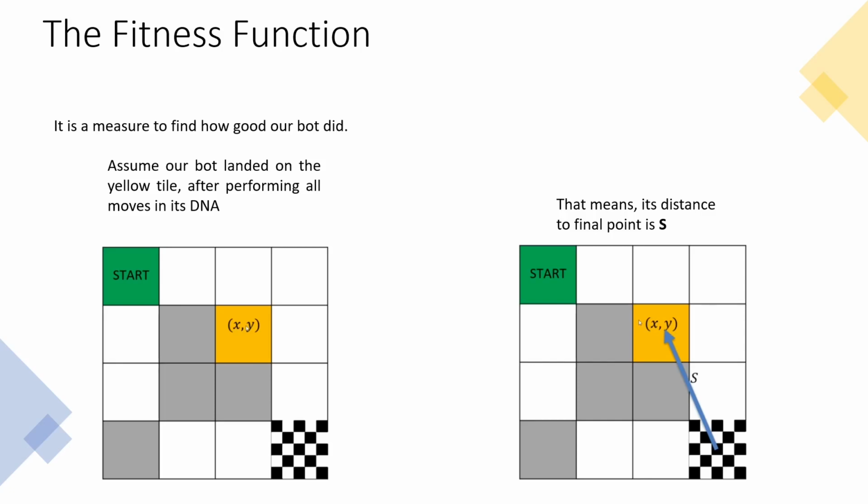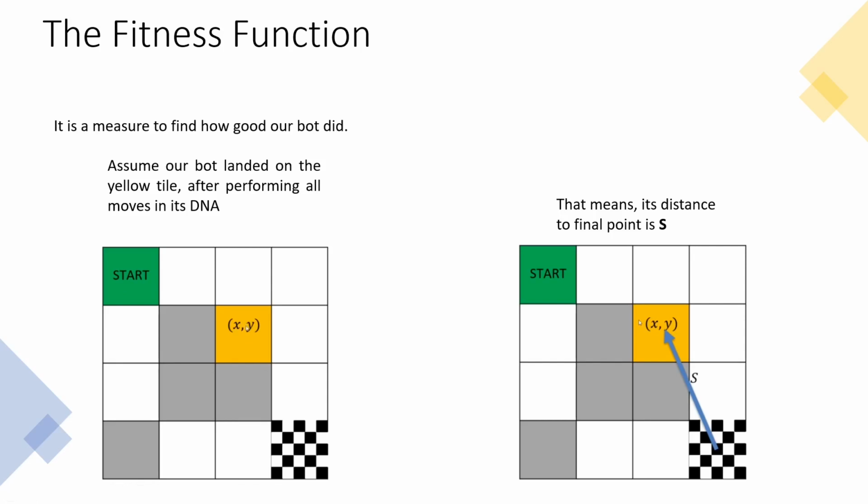It's similar with our bots. If a bot starts from here, and its DNA is coded in a way that its moves will be, for example, right, right, right, down, left, then it's going to land here. There is no other option.